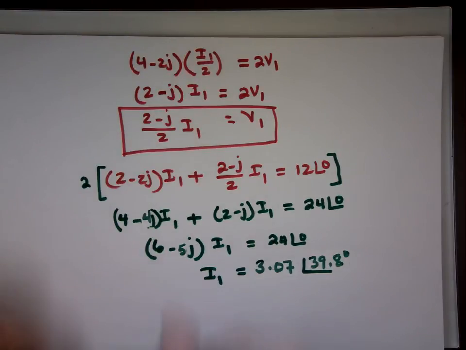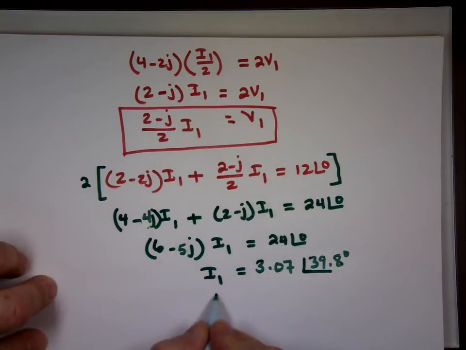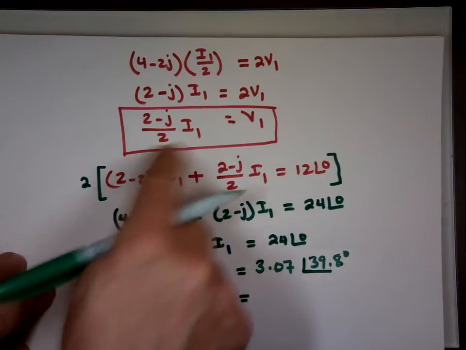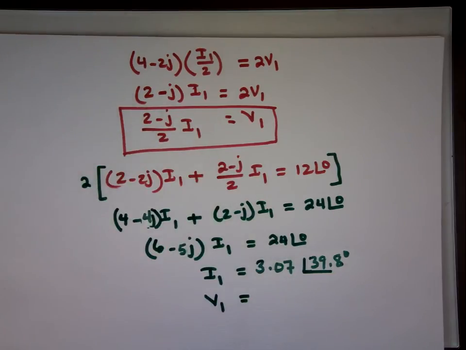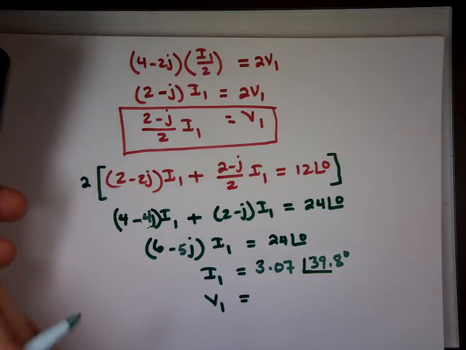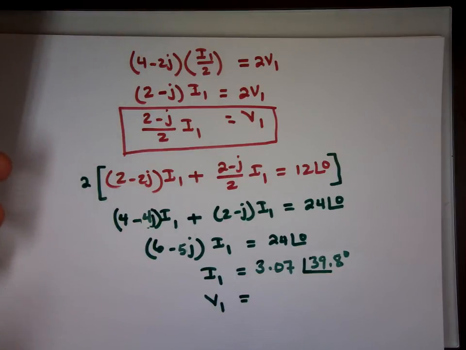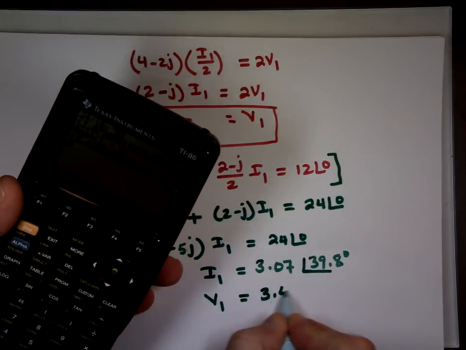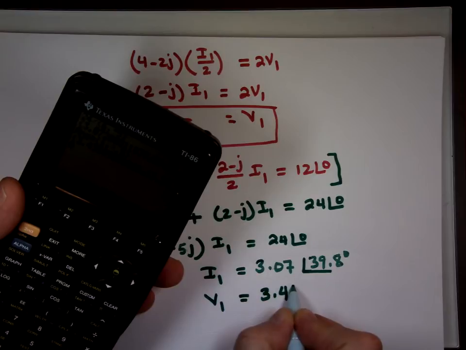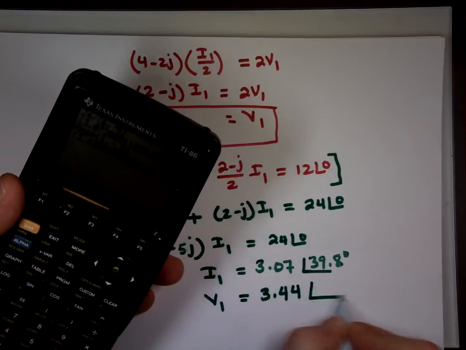Now, if I know I sub 1, can I find V1 while I'm at it? Take this answer and multiply it by this one, 2 minus j over 2. So times. And my V1, if I did the math correctly, 3.44 approximately, angle 13.2.